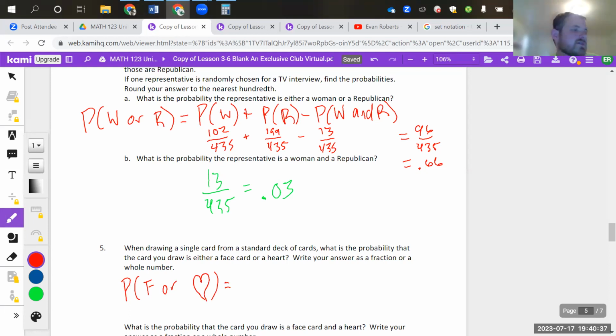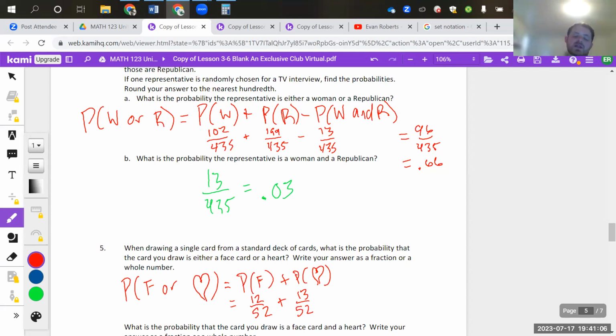Okay, so probability of a face card happening. This is kind of hard without making the list here, but there are 4 jacks, 4 queens, and 4 kings. So the probability of a face card would be 12 out of the 52 cards. The probability of a heart: if you're thinking back to that table from the previous question, there were 13 hearts.